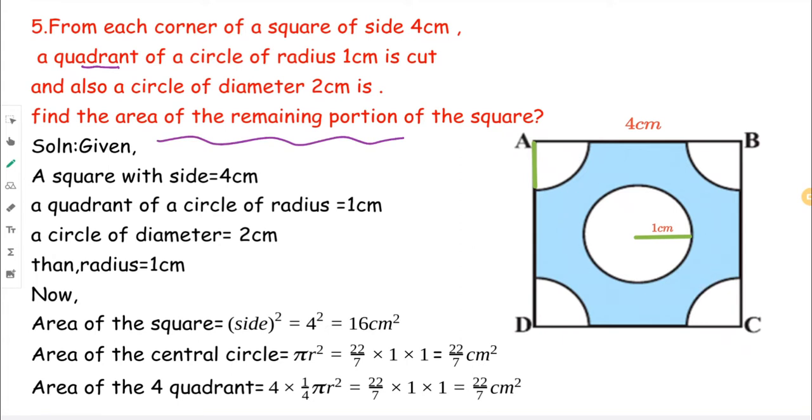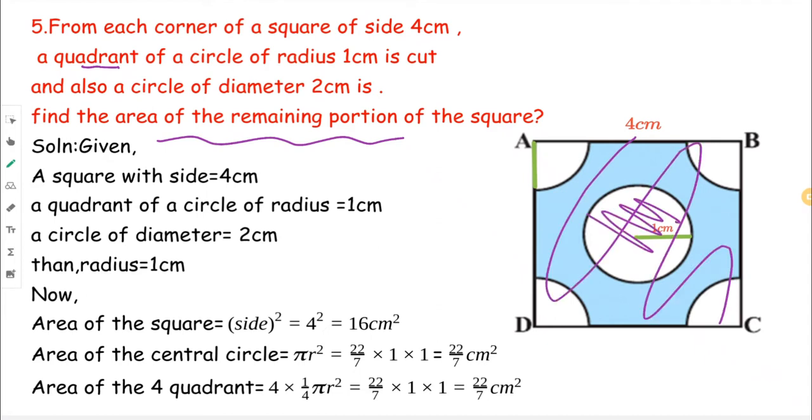So how do you find this? The area of the square minus area of this circle minus area of these 4 quadrants. If I subtract, I will get this blue region. So that is what we'll be doing one after the other.